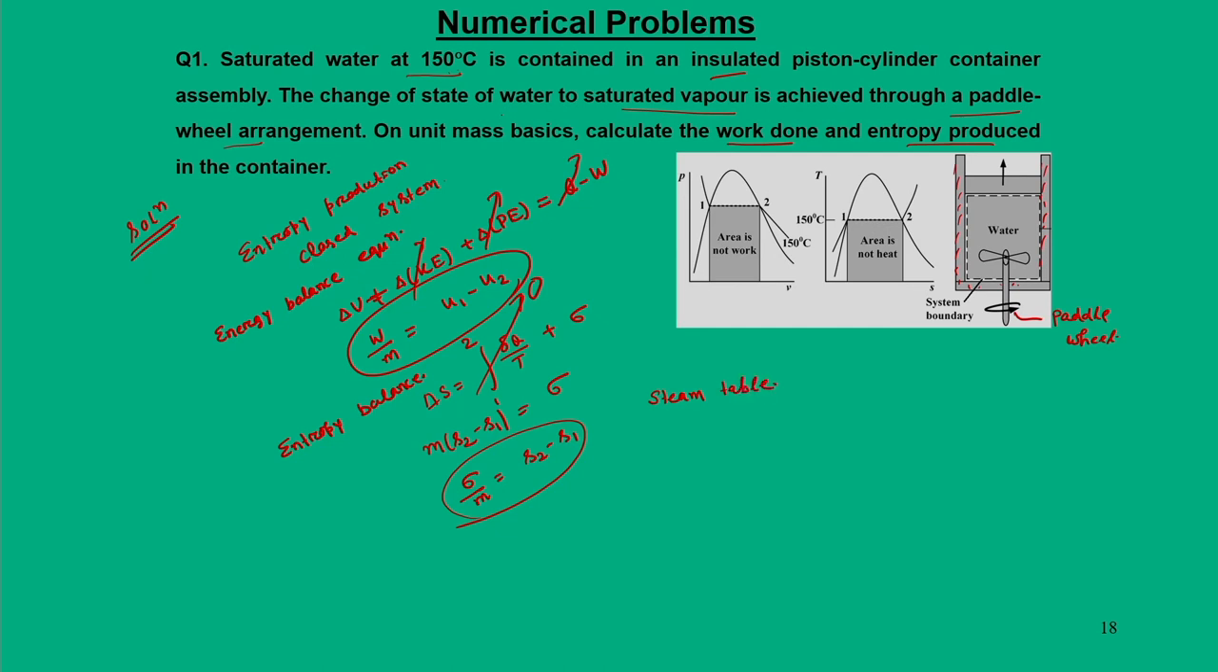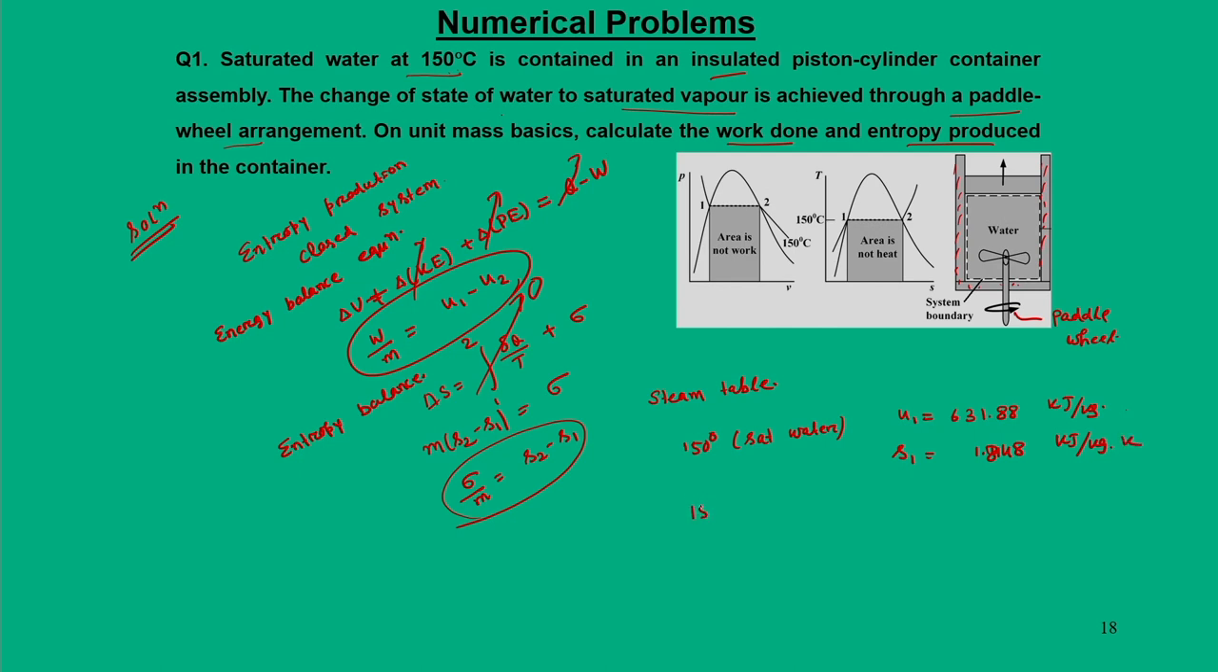So, in the steam table, we can say 150 degree centigrade saturated water, we can find out U1 as 631.88 kilojoule per kg, and again for this case S1 is 1.4848 kilojoule per kg Kelvin. Sorry, U is kilojoule per kg and S is kilojoule per kg Kelvin.